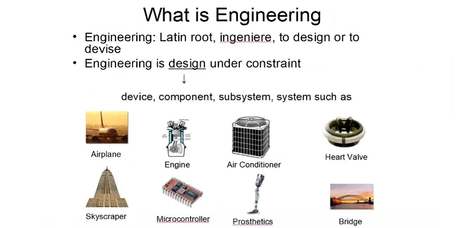So, what is engineering? According to the word, it means to design or to devise. Engineers mainly design a device or a component or a subsystem or a system, whatever it may be. Here are some examples. We can design an engine. If we are an aeronautical engineer, we design the aeroplane. A mechanical engineer designs the air conditioner or something like pressure valves, and a civil or structural engineer is going to design a bridge.